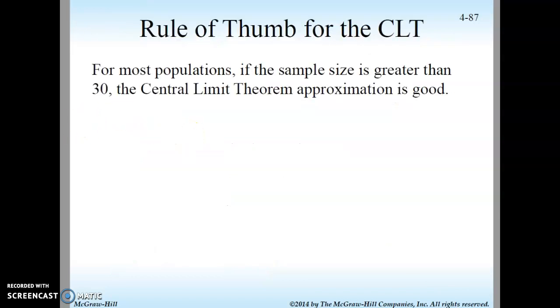For most populations, if the sample size is greater than 30, this central limit theorem approximation is a really good approximation. That's why in class I told you a sample size bigger than 30 is usually considered large. It's because this applies then. All right, let's look at an example.